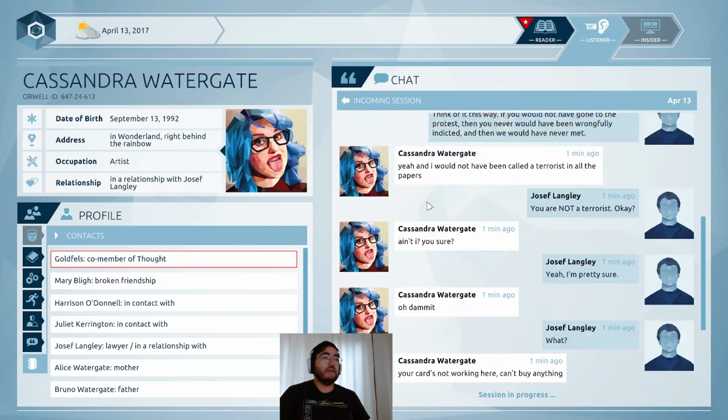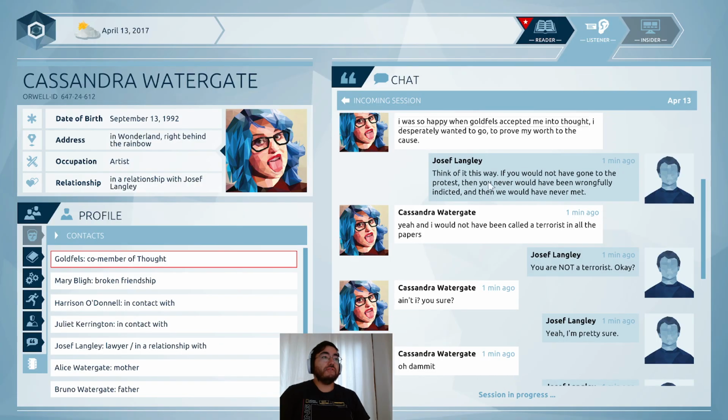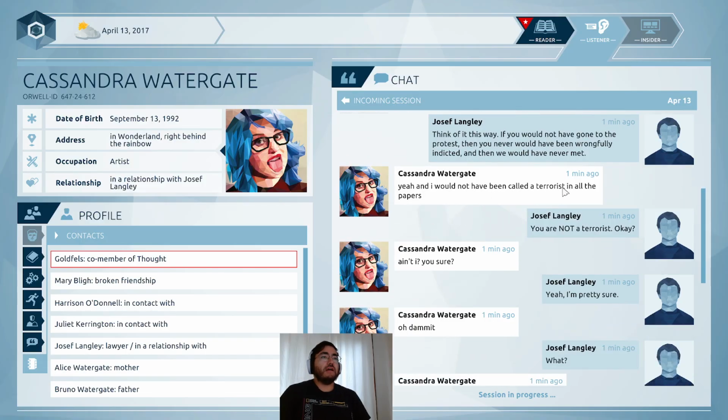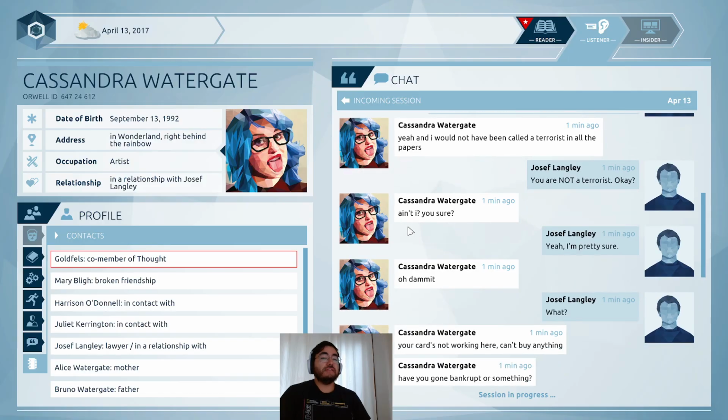Okay, they're still talking. Think of it this way. If you had not gone to the protest, then you never would have been wrongfully indicted, and then we would have never met. So to be wrongfully indicted means that you're accused of a crime that you didn't commit. Yeah, and I would not have been called a terrorist in all the papers. You are not a terrorist, okay? Ain't I? You sure? Ain't I is the same thing as aren't I. It's just a more slang way of saying aren't I. Yeah, I'm pretty sure.